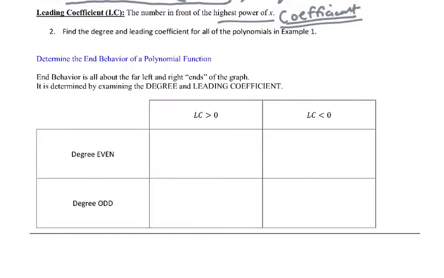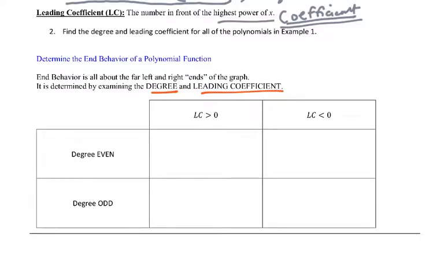Next, we're going to discuss the end behavior of a polynomial function. End behavior is all about what happens on the far left and far right ends of the graph. Okay, so what happens as x approaches negative infinity and as x approaches positive infinity. And it's determined by examining the degree and the leading coefficient.